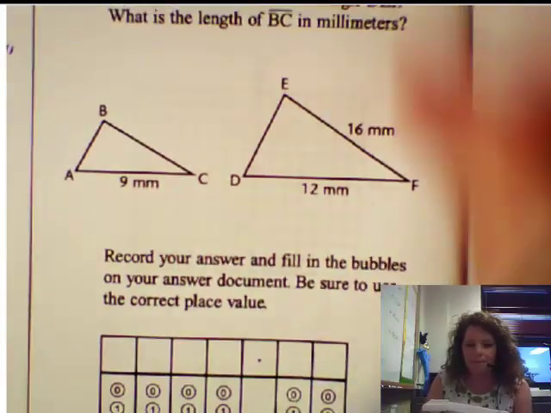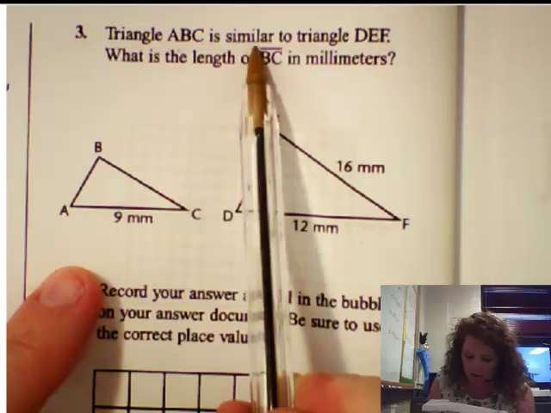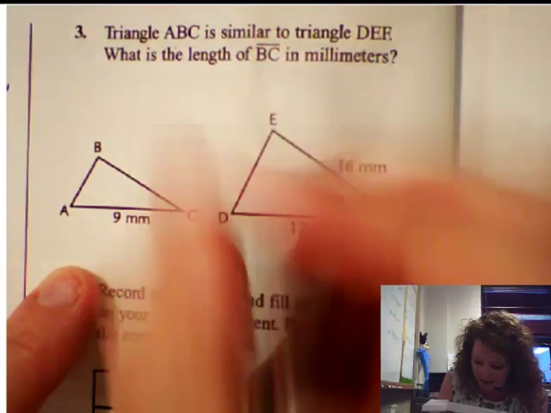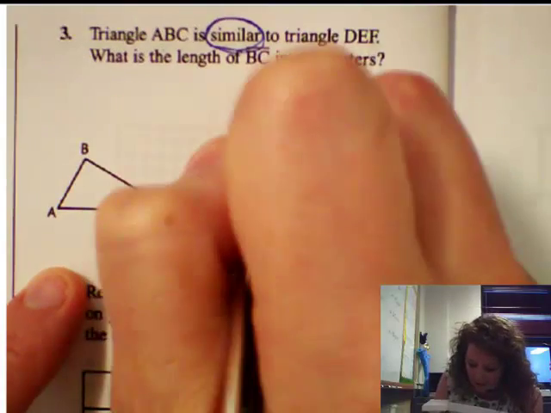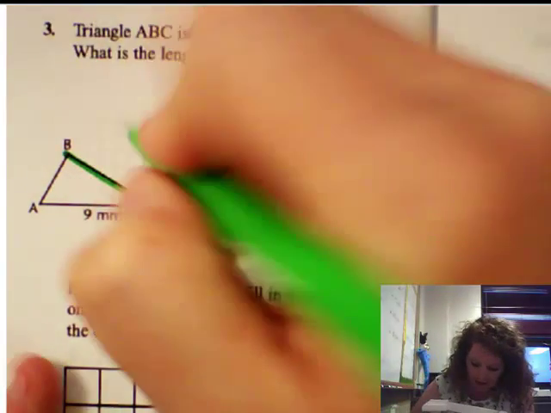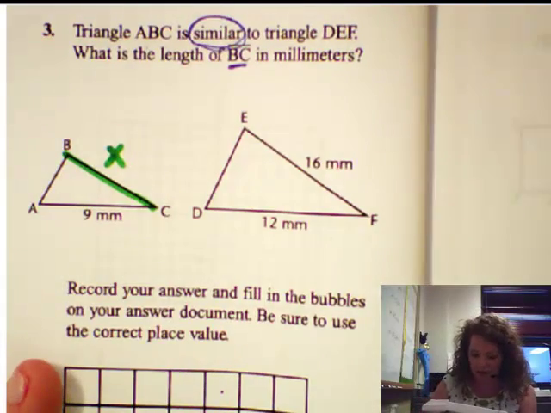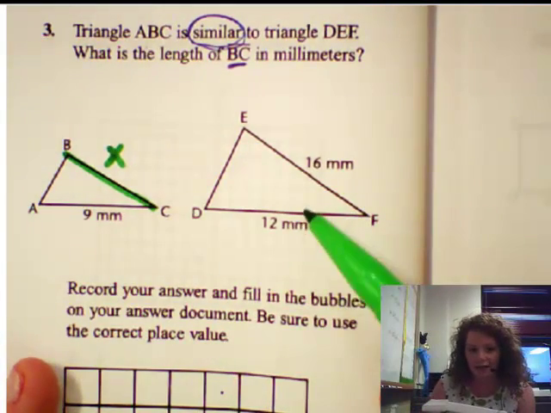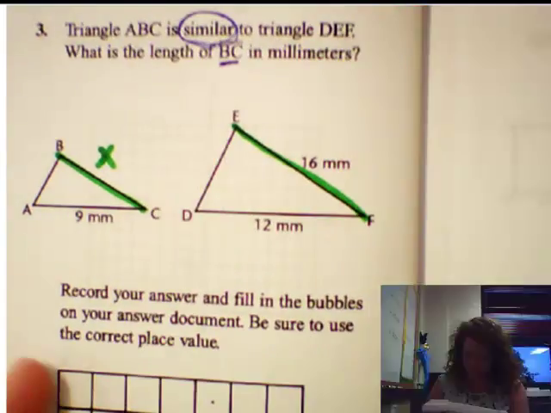Number 3. Triangle ABC is similar to triangle DEF. And again, similar means that we can do a proportion. What is the length of BC in millimeters? Okay, we know what we're going to do first. Let's color that and call it X. And while we're at it, let's color the side that matches with it. What side over here matches with X? It's going to be EF.